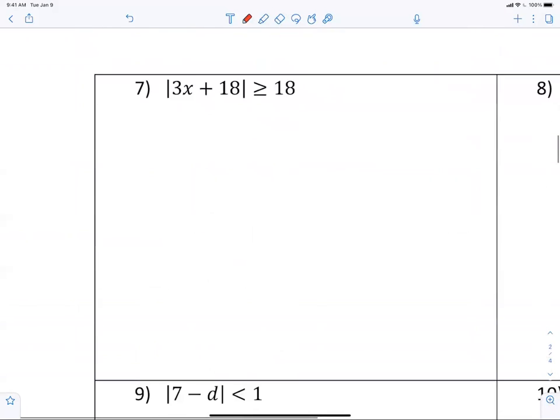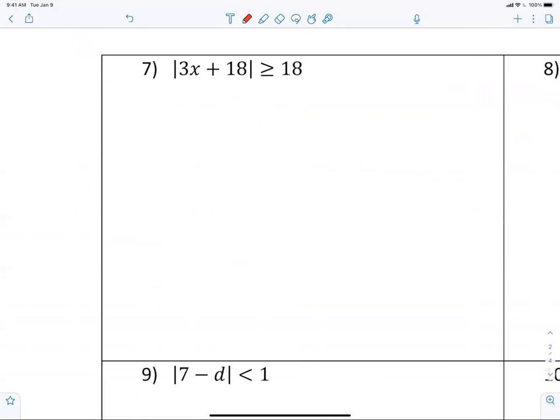Okay, number 7, here we go. All right, Misha, how do I write this? You have to write 3x plus 18, less than 18, or greater than or equal to 18. Now what do I write? I have to write a second equation. What's the second equation? 3x plus 18, and then the sign changes: less than or equal to negative 18. That's how you do it, kiddo.